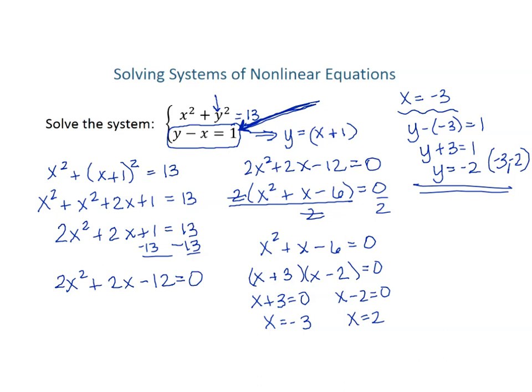Now let's do the other one. Now let's do x equals 2. Plug into that same equation, y minus 2 equals 1. Add 2 to both sides, and y is 3. So here's my other point, 2, 3. And those are the solutions to my system.